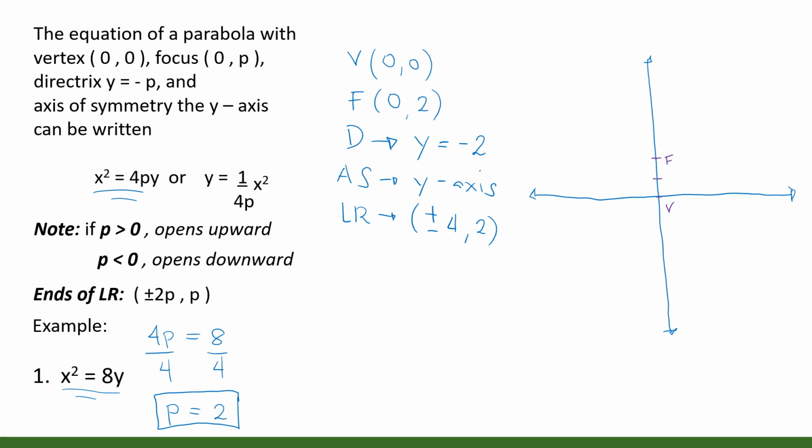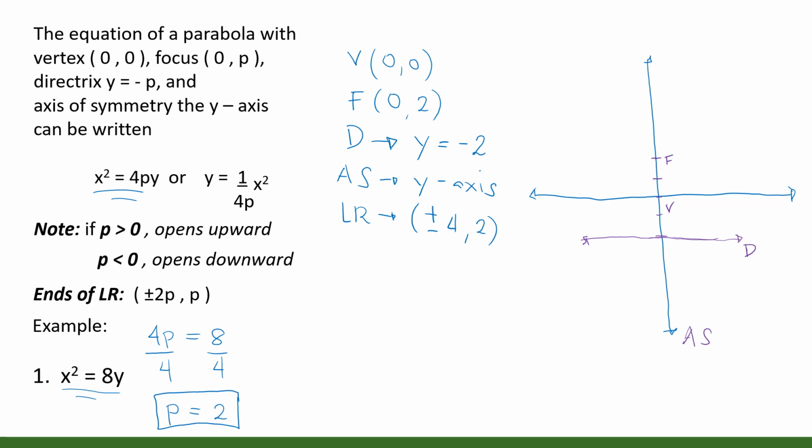The directrix is y equals negative 2. We see that negative 2 is at the bottom of the y-axis, right? So we have here 1, 2. This is now going to be our directrix. So this line will be your directrix. Axis of symmetry, the y-axis. So this whole length of the y-axis is our axis of symmetry.